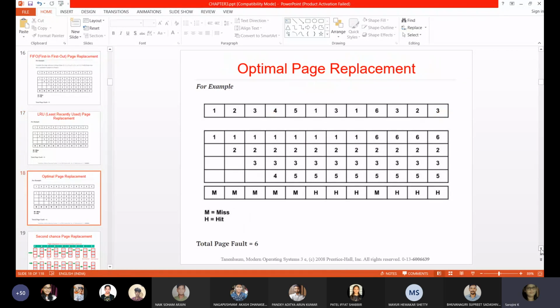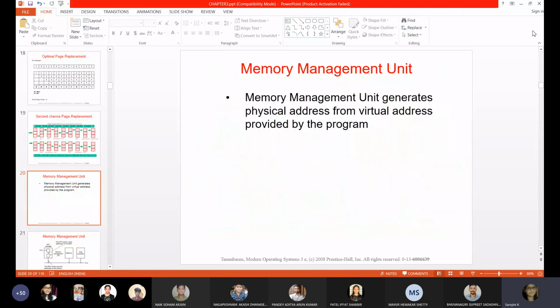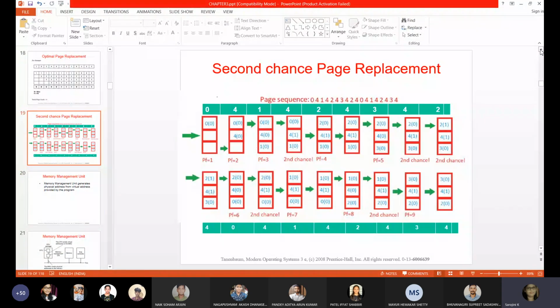The next algorithm is a very good algorithm, but its implementation is difficult. Implementation is difficult, meaning what? It is not like the optimal page replacement algorithm, where we have to receive the entire string beforehand. This is the algorithm which will reduce the page faults, but not like the optimal page replacement algorithm. The very big problem in the optimal page replacement algorithm is that we need the future string. That is a big disadvantage. So to overcome that, we have another algorithm.